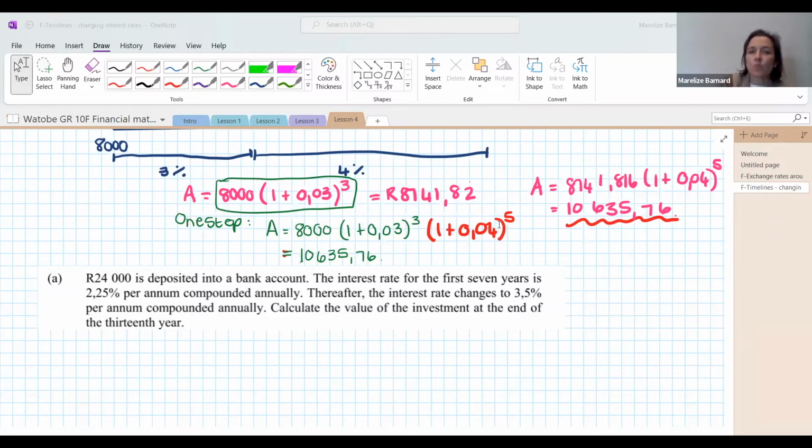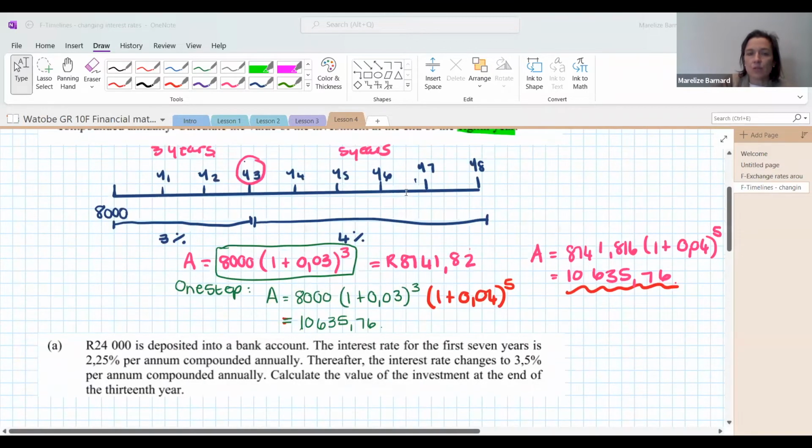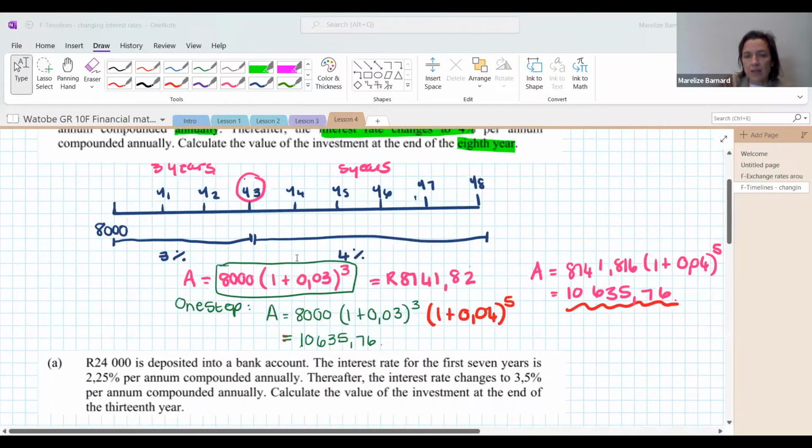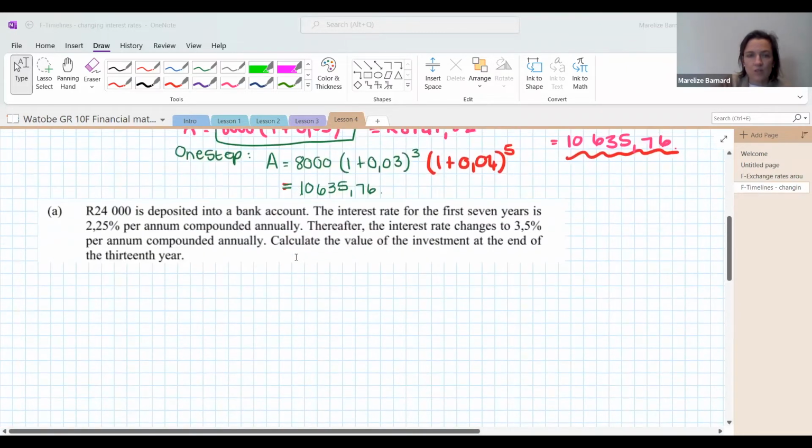Mokoko, because that's what the question says, is that you put the money away first for 3 years and then for another 5 years until the end of the 8th year. So that's why it's 8. It's part of the question.